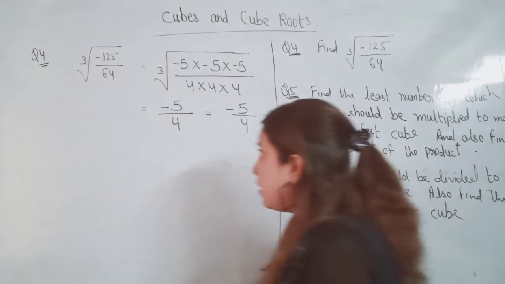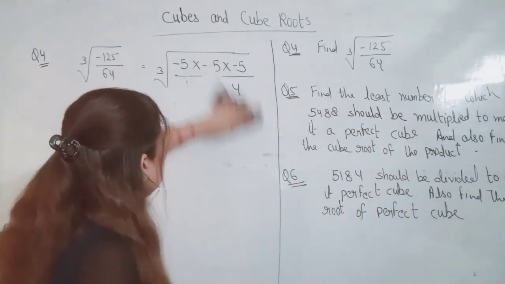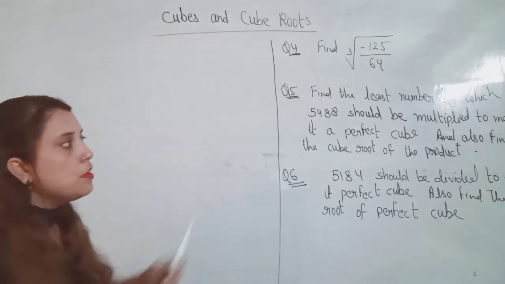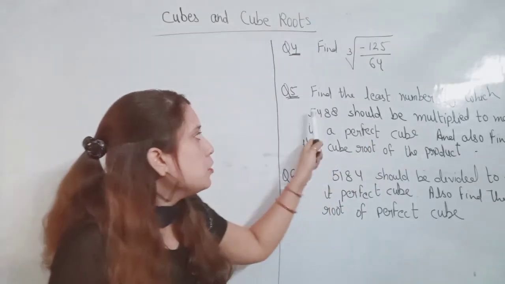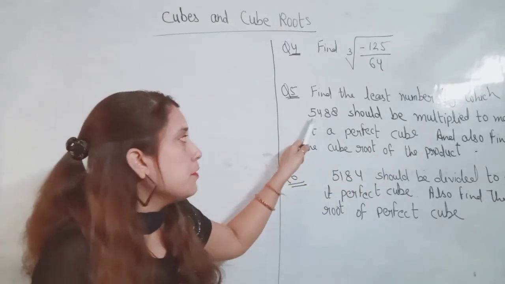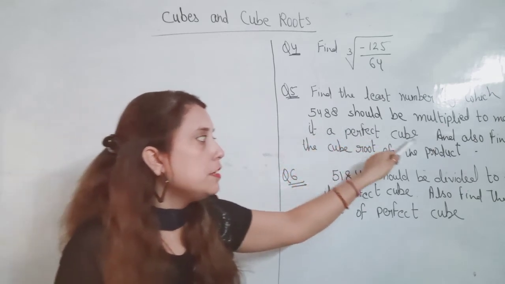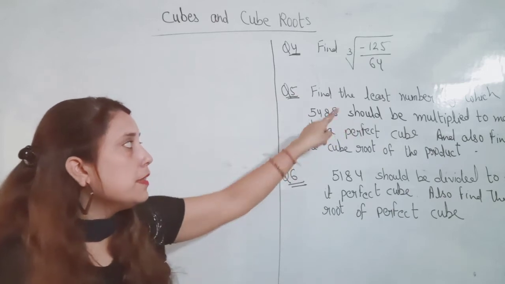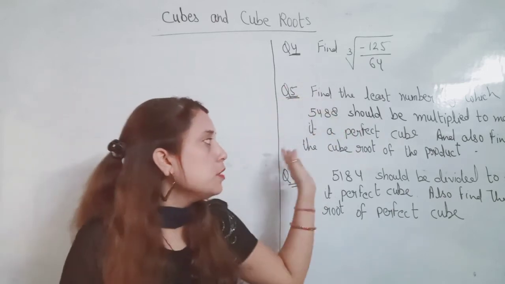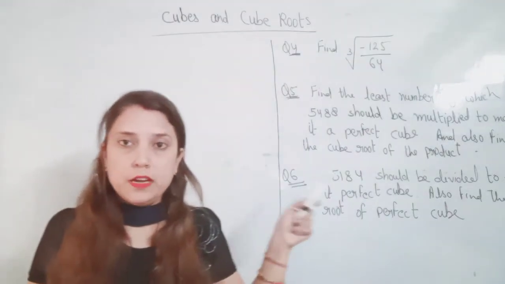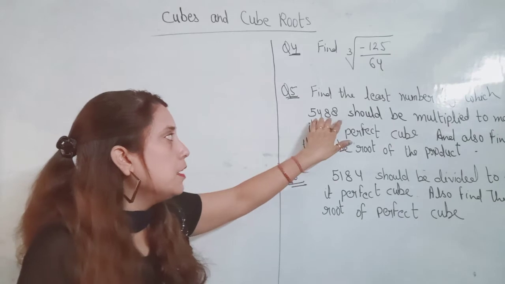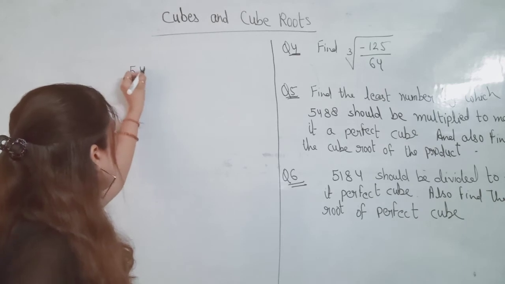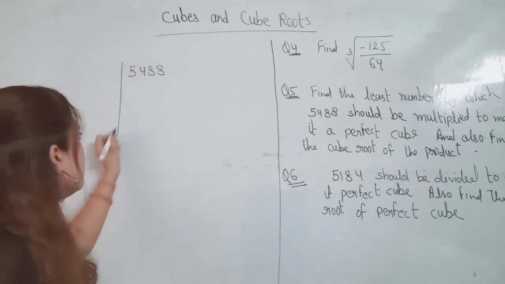Now the next question, question number 5. Find the least number by which 5488 should be multiplied to make it a perfect cube, and also find the cube root of that perfect cube. For finding that number, first we do the prime factorization of 5488.